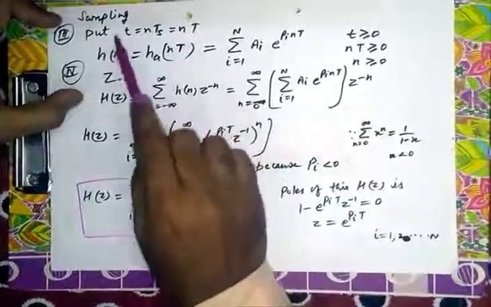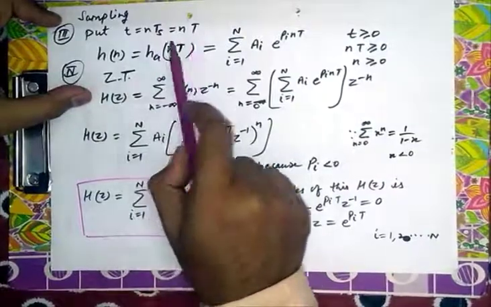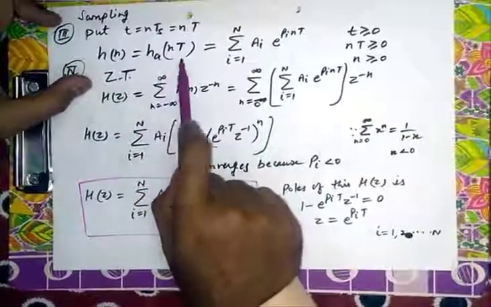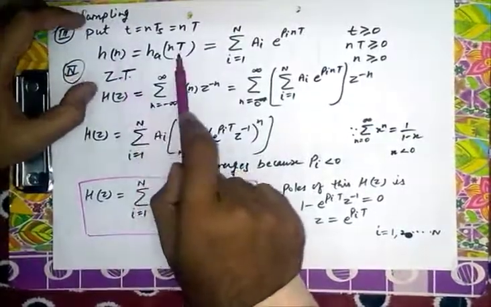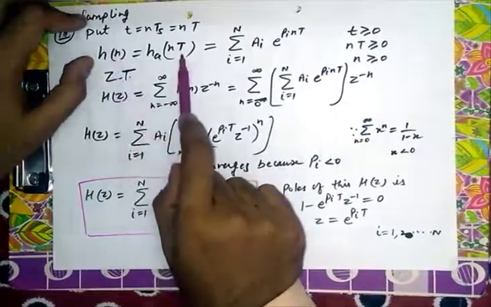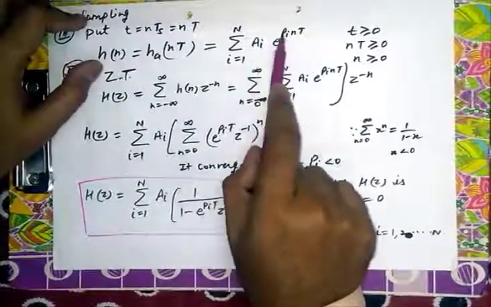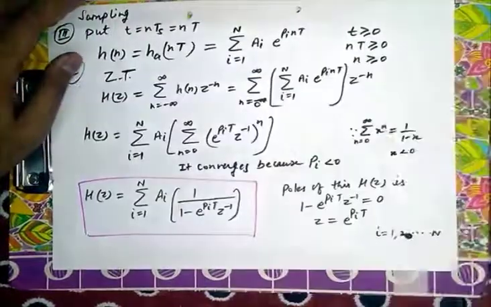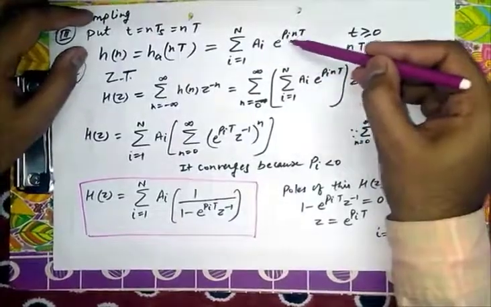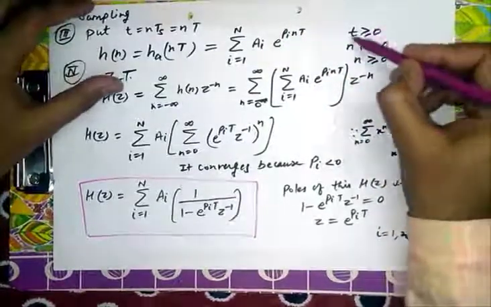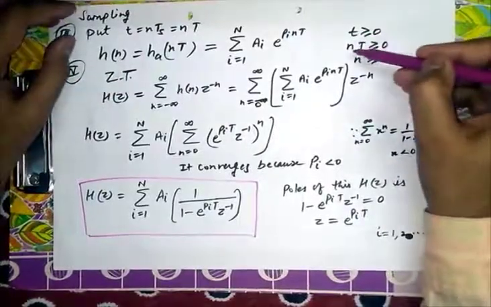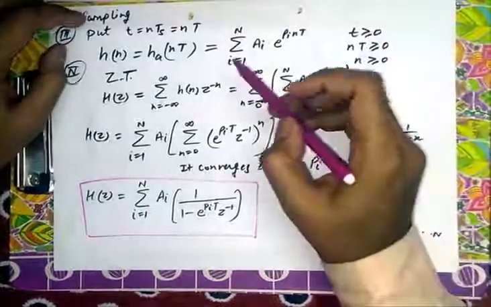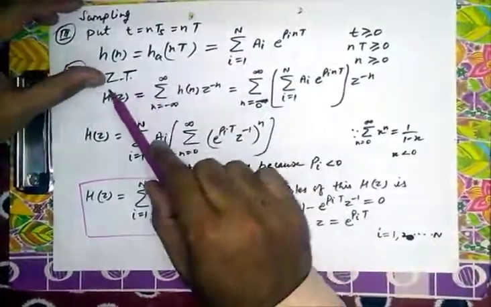Now the second step is sampling. Put t equal to nTs, or nT for ease, where Ts is the sampling time period. Now h(n) becomes h_a(nT); we will not show T every time, so h(n) or h_a(nT) are the same. Putting t equal to nT in the last equation, we have the sum of A_i e raised to p_i nT, with the condition that t is positive. If t equals nT, then nT should be positive, so n should also be positive only.